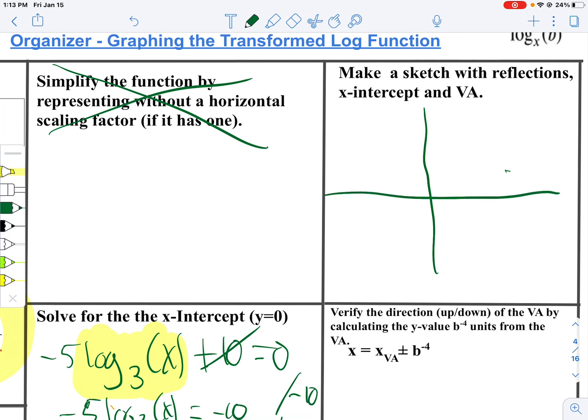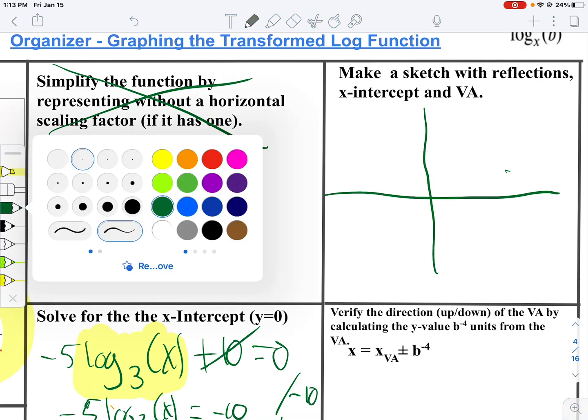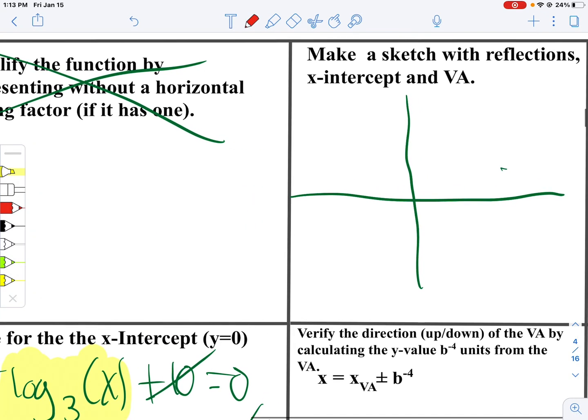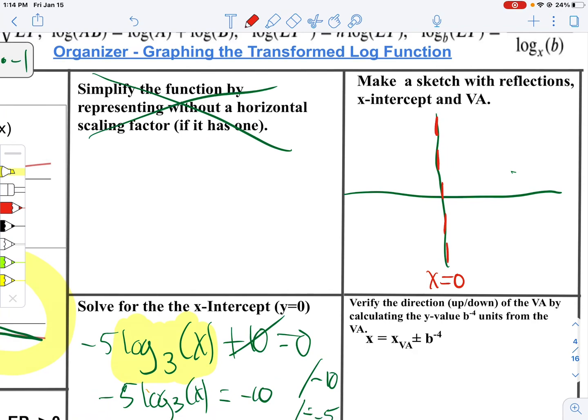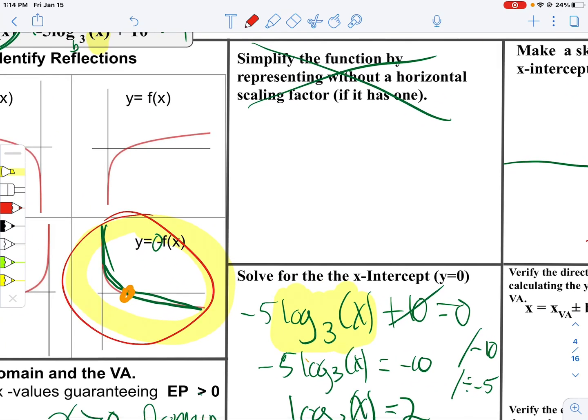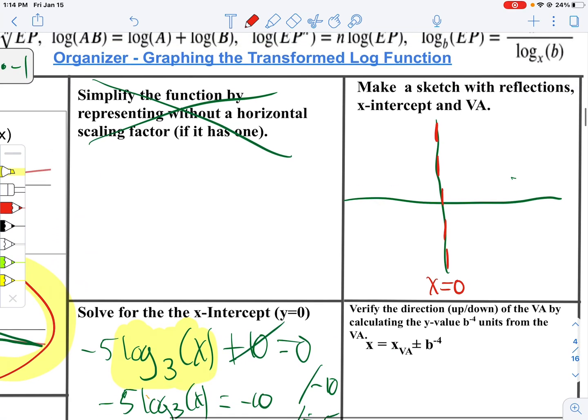Well, I know that the vertical asymptote is at x equals 0. I know the general shape of the graph is like that. I also know that the x-intercept is at 9. There's my x-intercept. Okay, I know that. So I already have the sketch. What I want to do is verify that my sketch is correct.